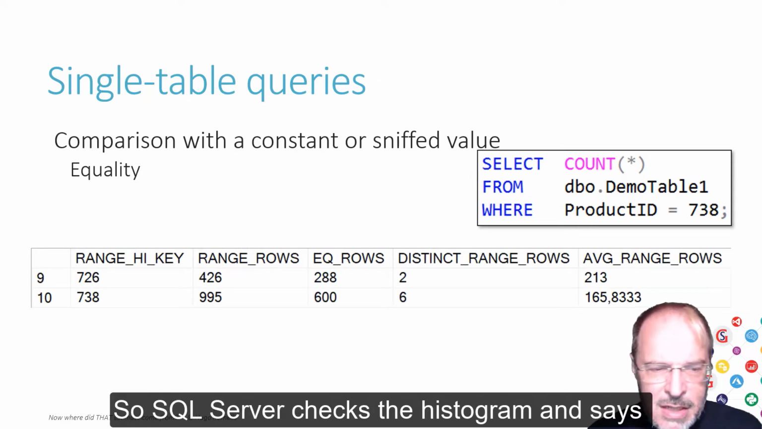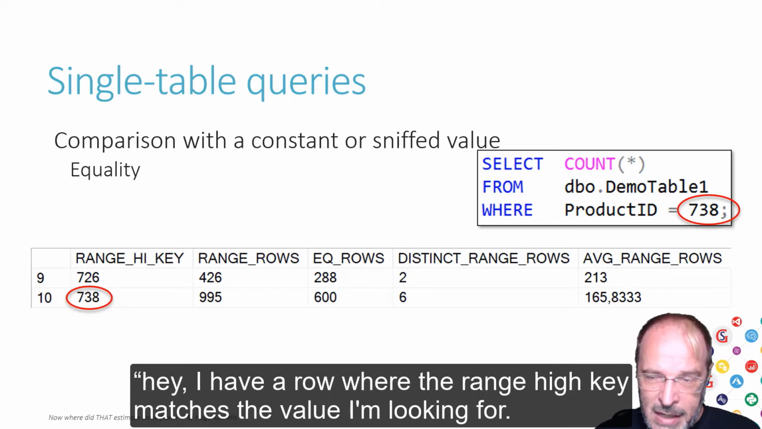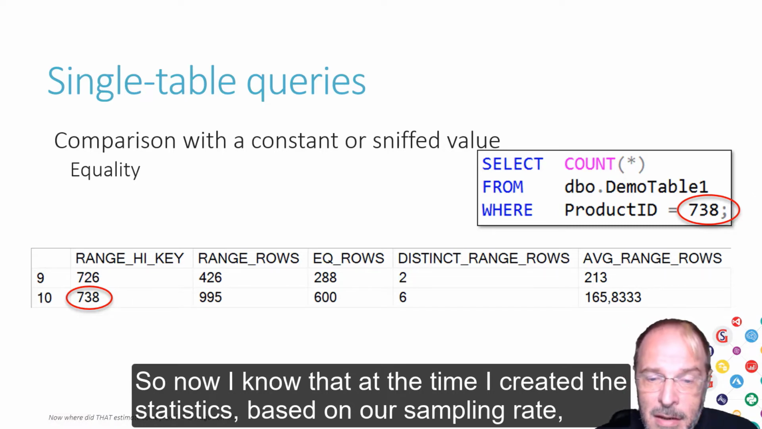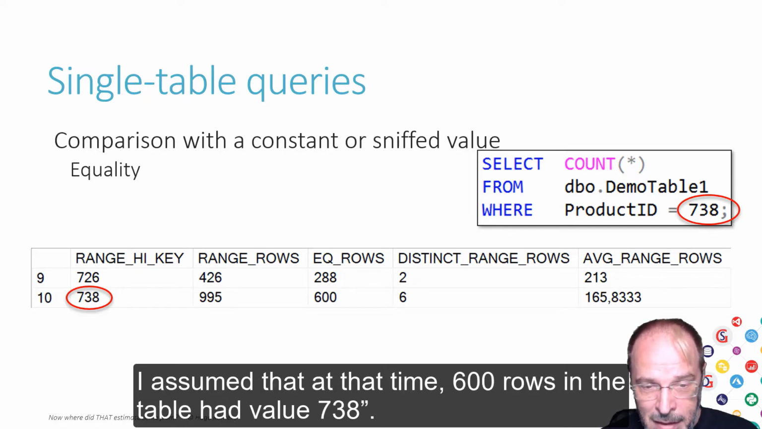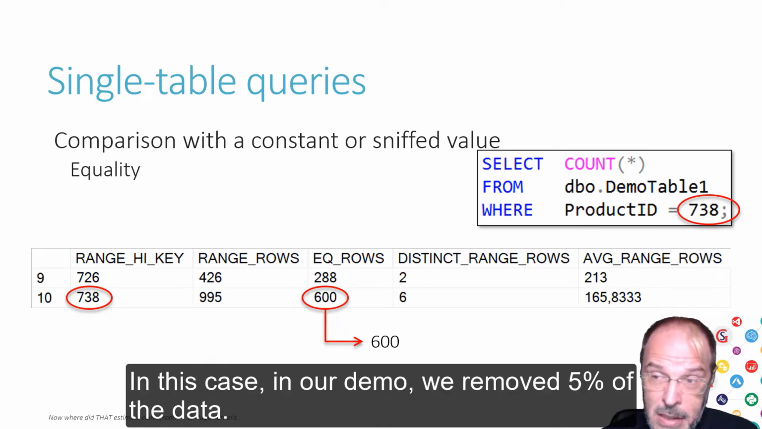So SQL Server checks the histogram and says, hey, I have a row where the range high key matches the value I'm looking for. So now I know that at the time I created the statistics, based on our sampling rate, I assume that at that time 600 rows in the table had value 738. Since then the table has changed. In this case, in our demo, we removed 5% of the data.